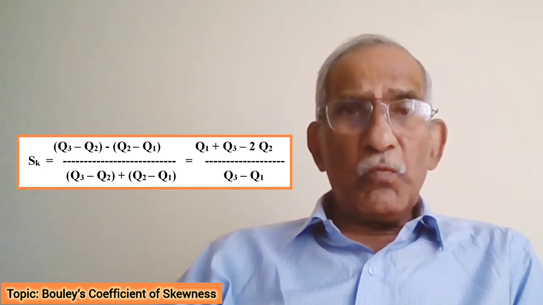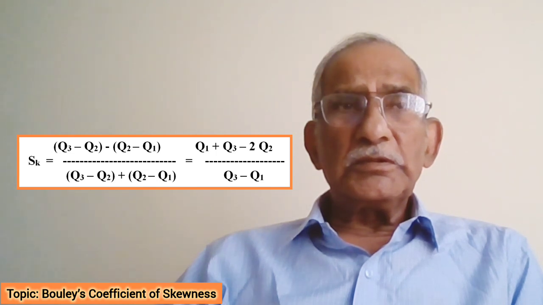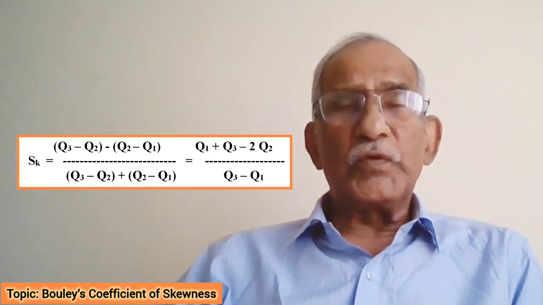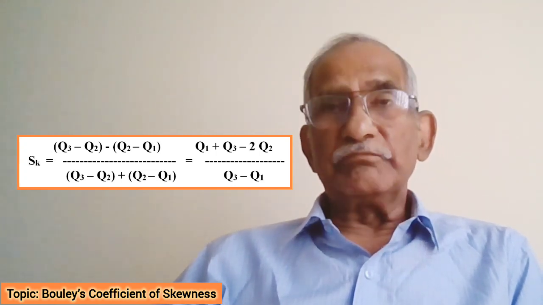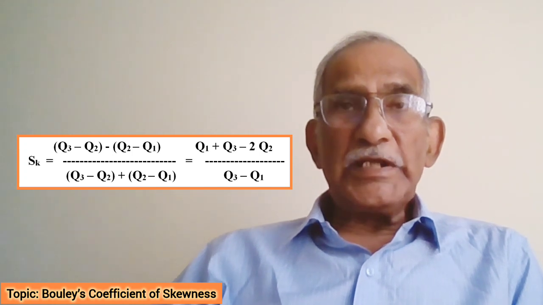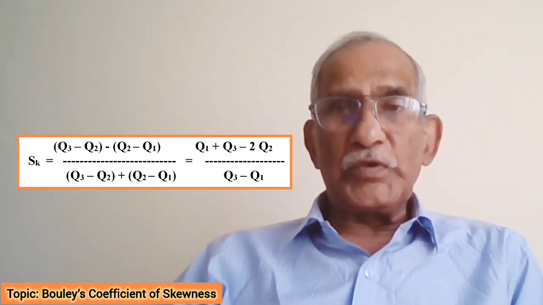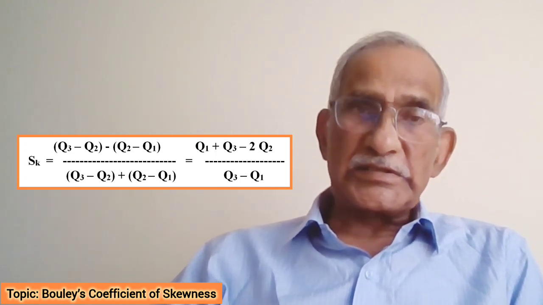So the only purpose of dividing by Q3 minus Q2 plus Q2 minus Q1 is to make it unit free so that it can be used for comparing skewness in two or more than two data sets.